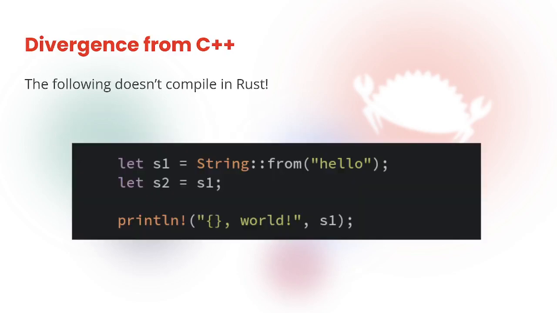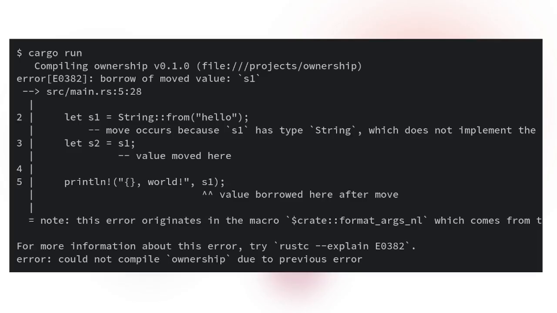Okay, so the divergence from C++ here is that this will not compile in Rust. Let s1 equals String::from("hello"). So this creates a new object, just like we did with cats, right? We created a new cat. That's nothing surprising. But if we let s2 equals s1, then we try to print out s1, it will actually fail. And here's a compiler error.